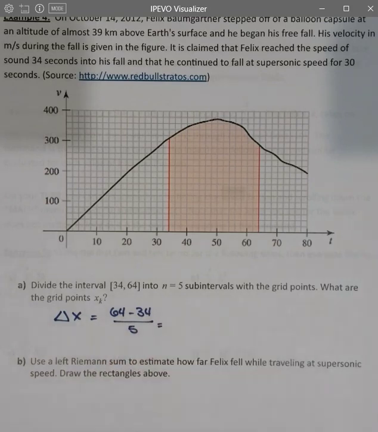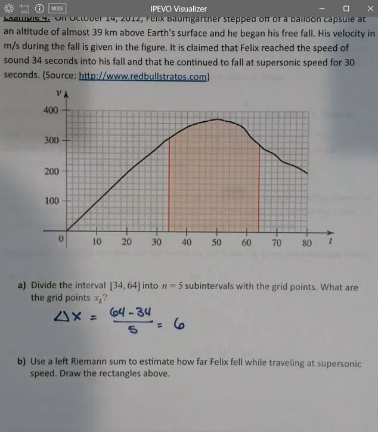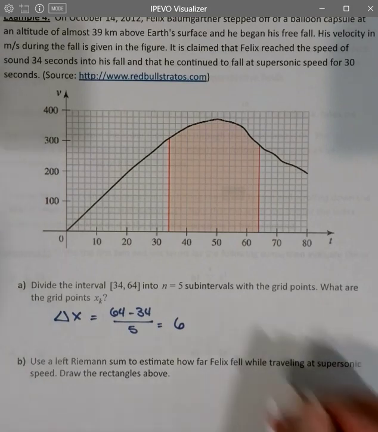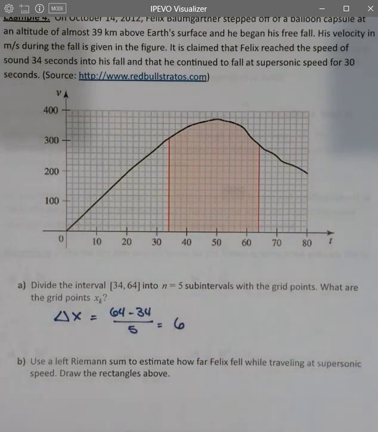So 64 minus 34 is 30, divided by 5 is 6. And so the grid points are the endpoints. So they are not going to be the things that I use for xk star. They're going to be the things that xk star is around or between.